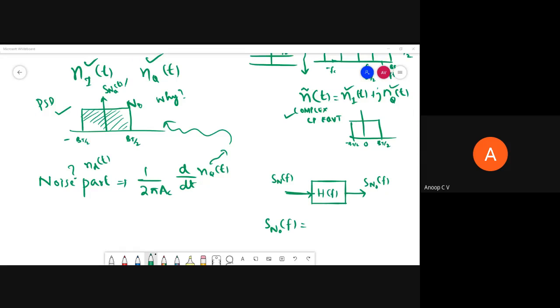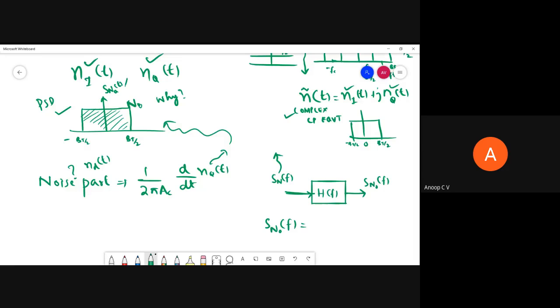So I'm telling we multiply the input and the function. You mean to say this is h of f into Sn of f. Yes, but this is not the Fourier transform. It is power spectral density. Are you clear about the difference between Fourier transform and power spectral density?